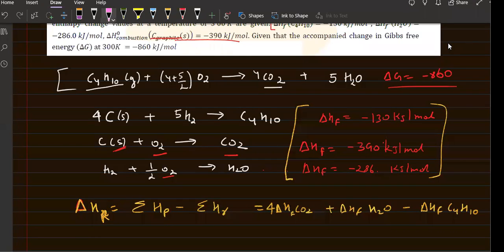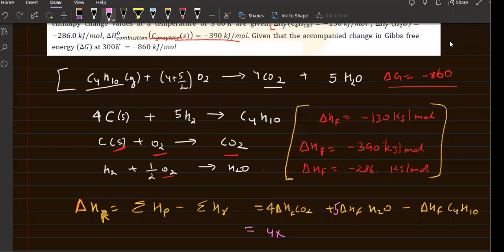4 moles of CO2. H2O, how many moles? 5. And C4H10, 1, right? Got it, everyone? Very good, so you can calculate this now.